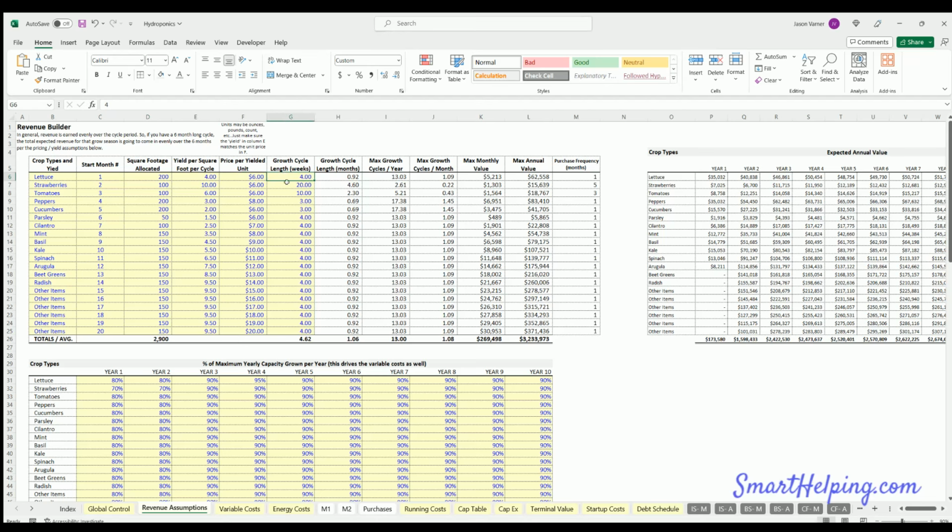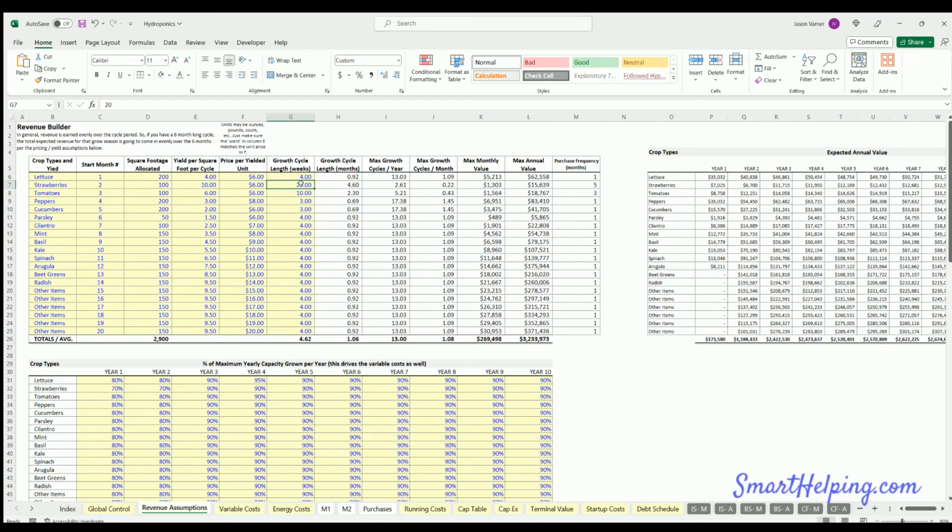You could also define the growth cycle. So for example, lettuce is 4 weeks, so we can estimate every month there's 0.92 growth cycles. And that means there's a little bit over 1 growth cycle per month. So we can calculate a monthly value based on that. And as soon as this start month hits, the monthly revenue is going to start for that.